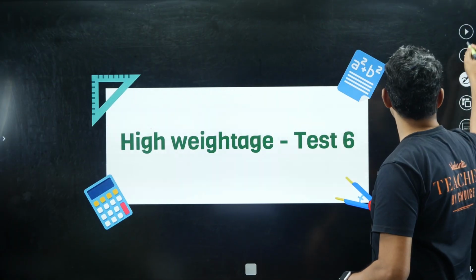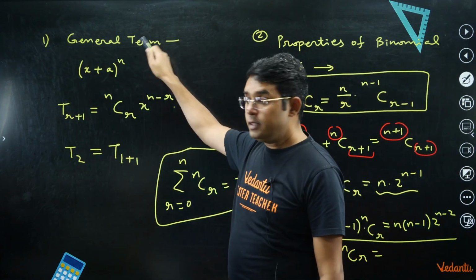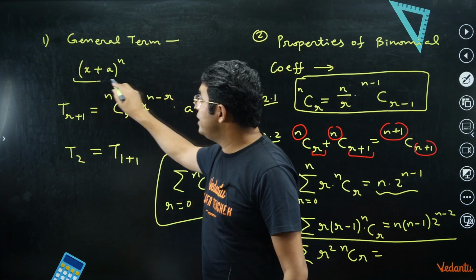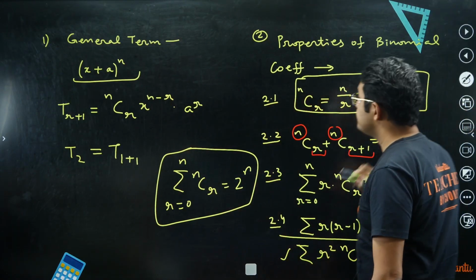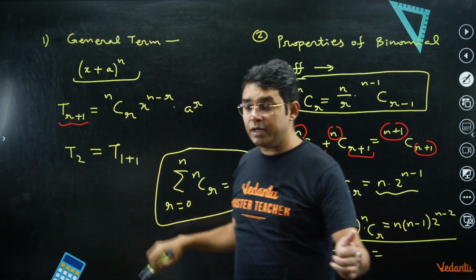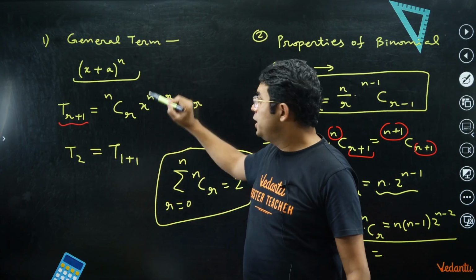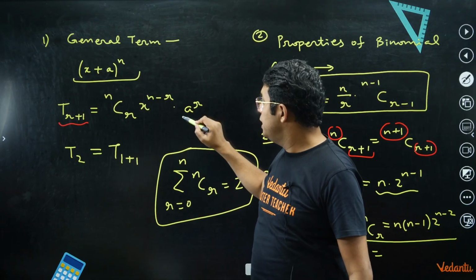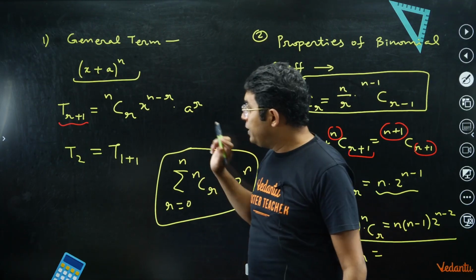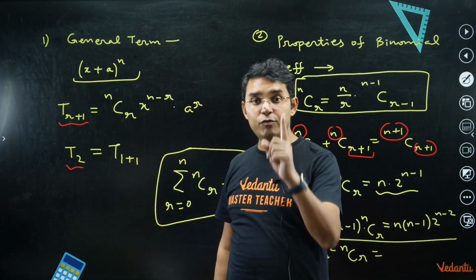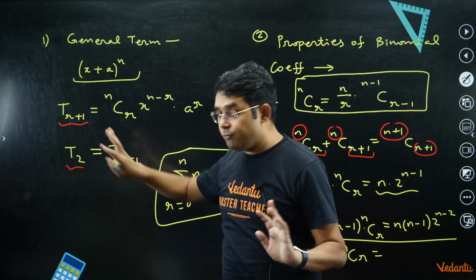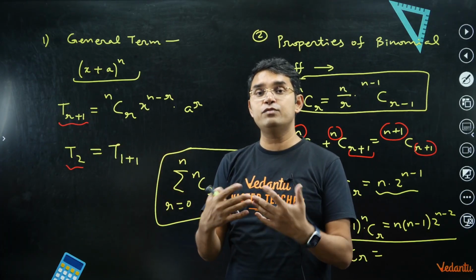The first thing is general term. General term of any binomial expansion (x + a) power n is actually given by T(r+1) equal to nCr into x power n minus r into a power r. Please understand, if you are looking for second term, your r value will be 1, not 2. Here the formula is always in terms of r plus 1th term.